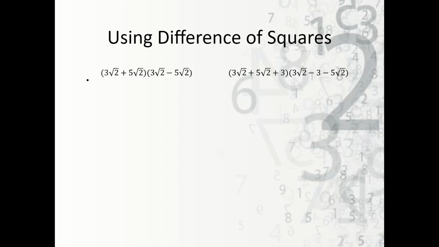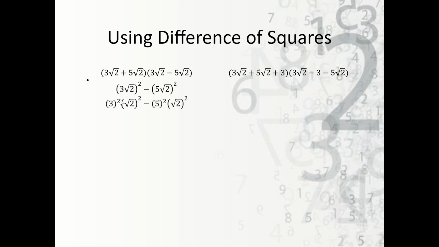Now how do we use difference of squares when dealing with roots? Well, what we should notice is this says 3 square root of 2 plus 5 square root of 2 times 3 square root of 2 minus 5 square root of 2. We have a, and a plus b and minus b, so we can rewrite this as a squared minus b squared. So we will take 3 square root of 2 and square that, minus 5 square root of 2 squared. Now when we square this, we're going to square the coefficient and square the square root. So 3 squared is 9 and square root of 2 squared is just 2.